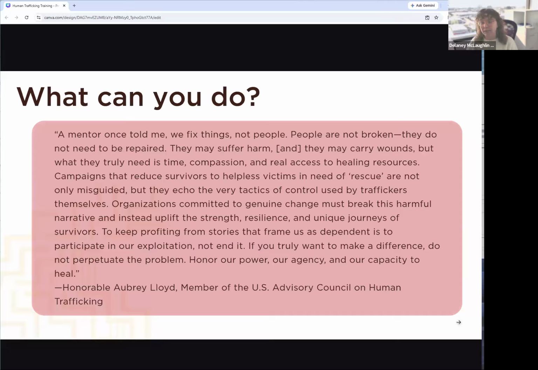And then I am leaving a lot of time for questions because I understand that trafficking is a little complicated and a lot of times people have a lot of questions. So I want to make sure I create space and time for that.